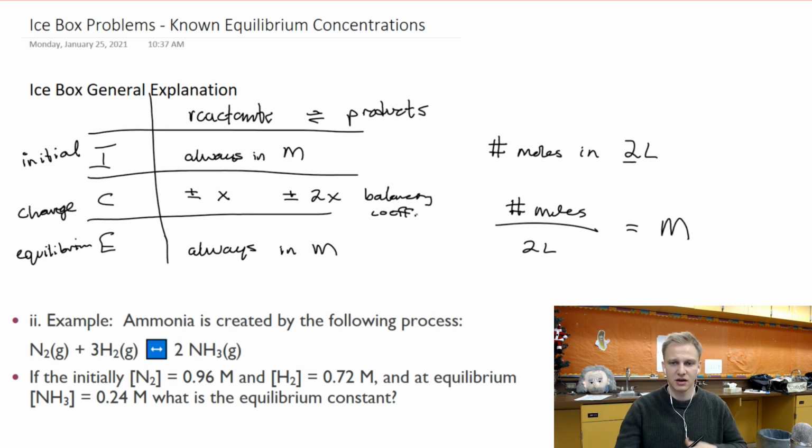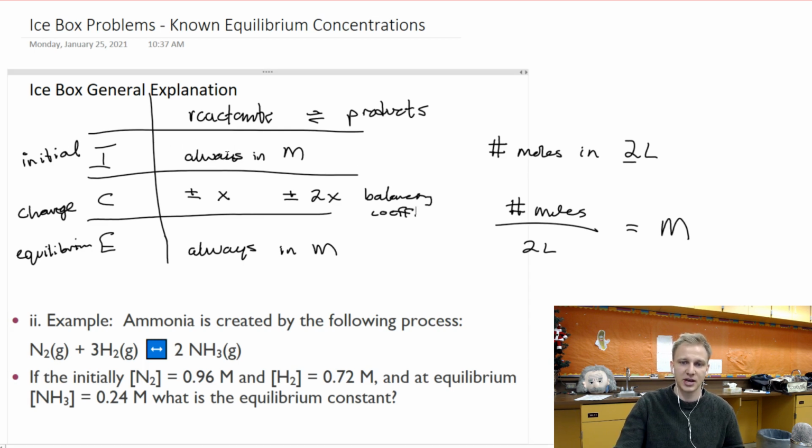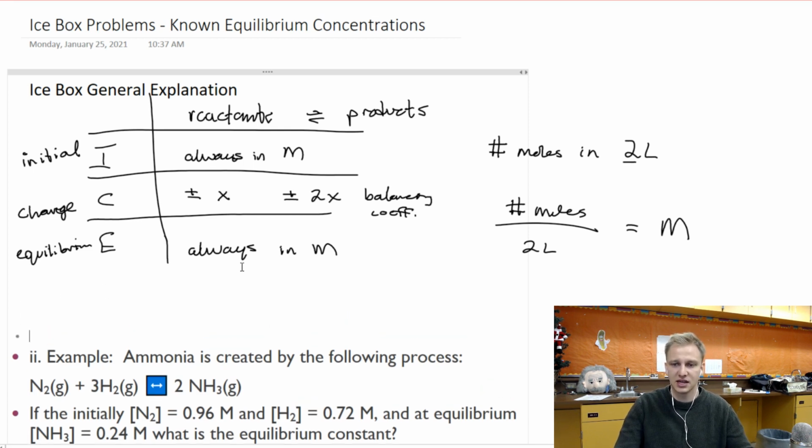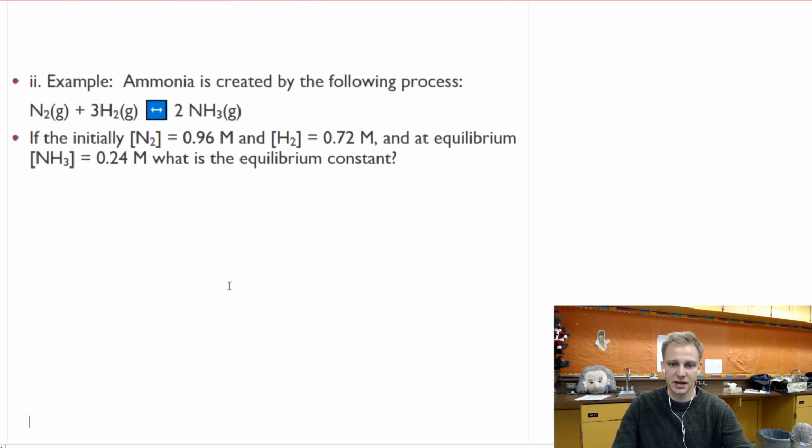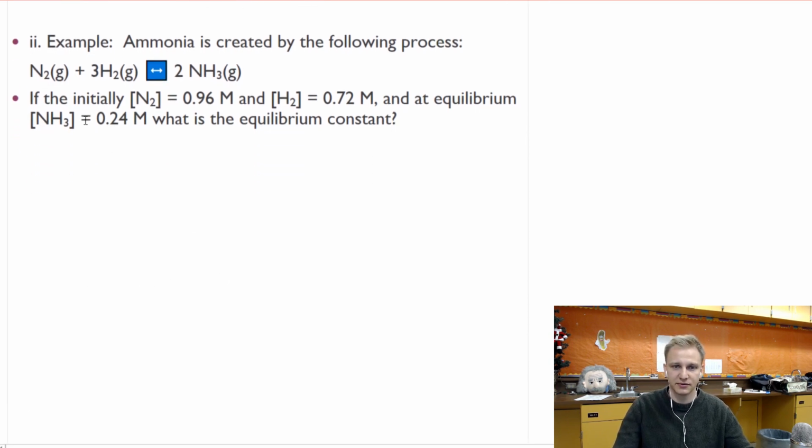And so whenever we start off an icebox problem, we're always going to fill in the information that we know from the question in the initial part. The changes after that we'll fill in with an x value, and then the equilibrium, again, we always want that to be in molarity. So we have our first example below here. Ammonia is created by the following process. N2 plus 3H2 goes to form 2NH3.